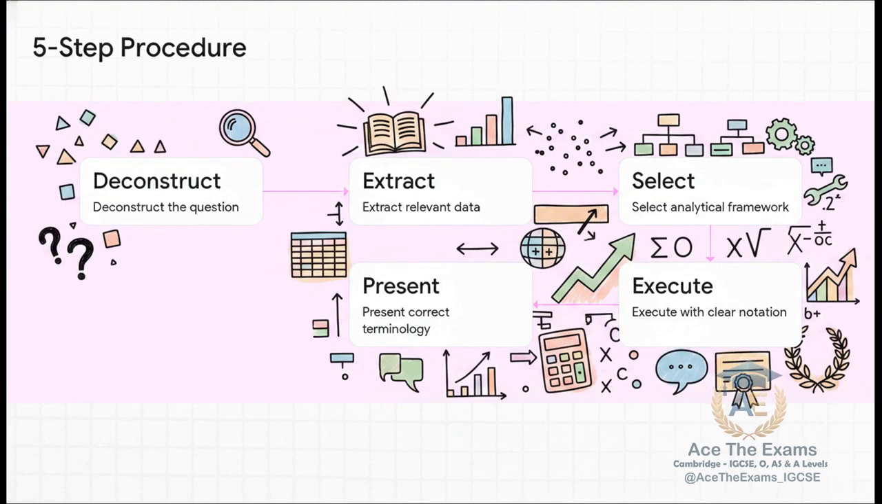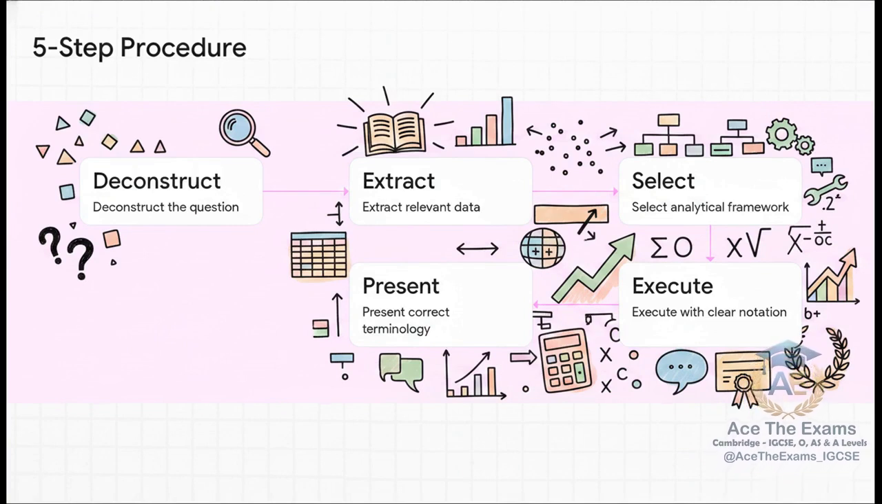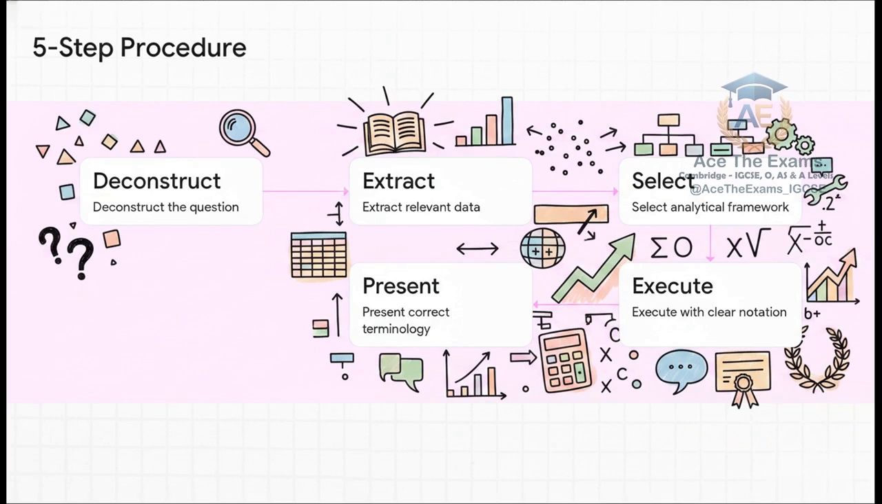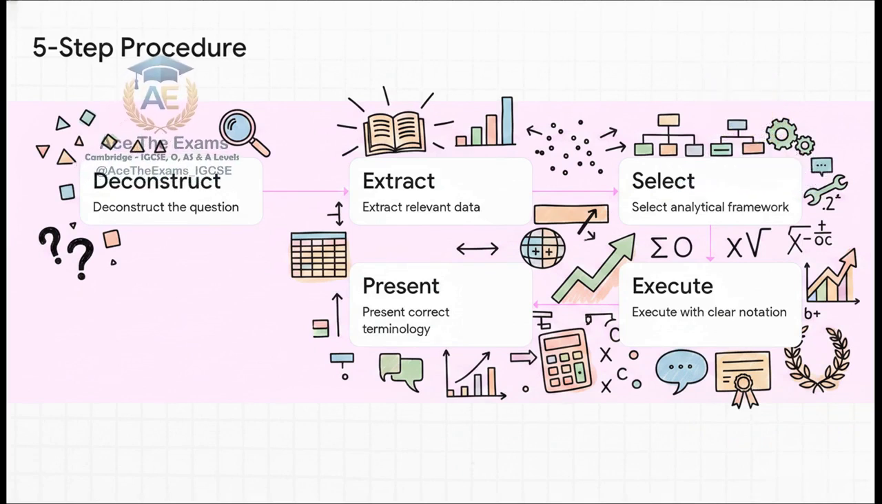Step 1, deconstruct the question. Step 2, extract only the relevant data from the texts and tables. Step 3, select your precise analytical framework. Step 4, execute your calculations using crystal clear notation. And Step 5, present your final answer using the exact correct terminology. This is your algorithm. If you skip a step or rush the syntax, your response fails to compile and you lose the points. It's really that simple.